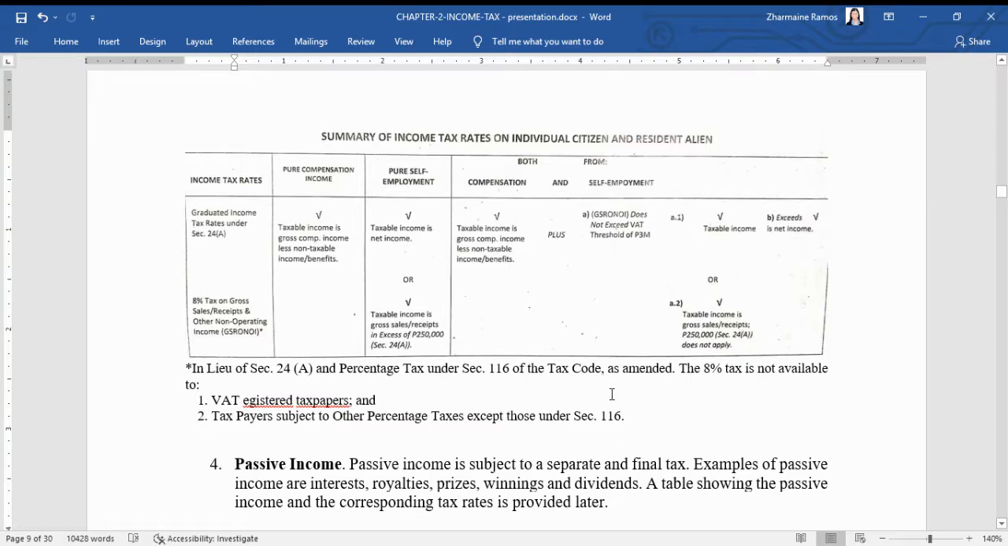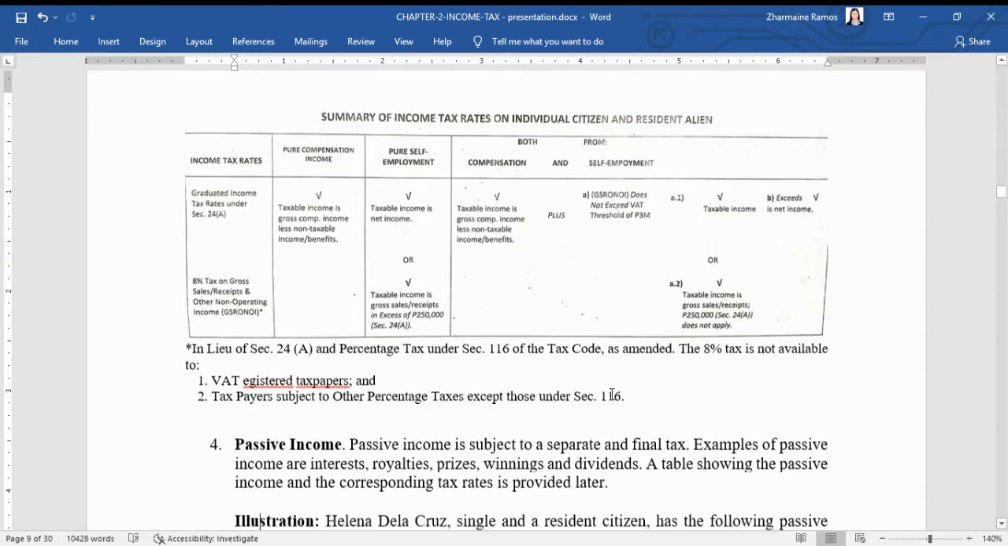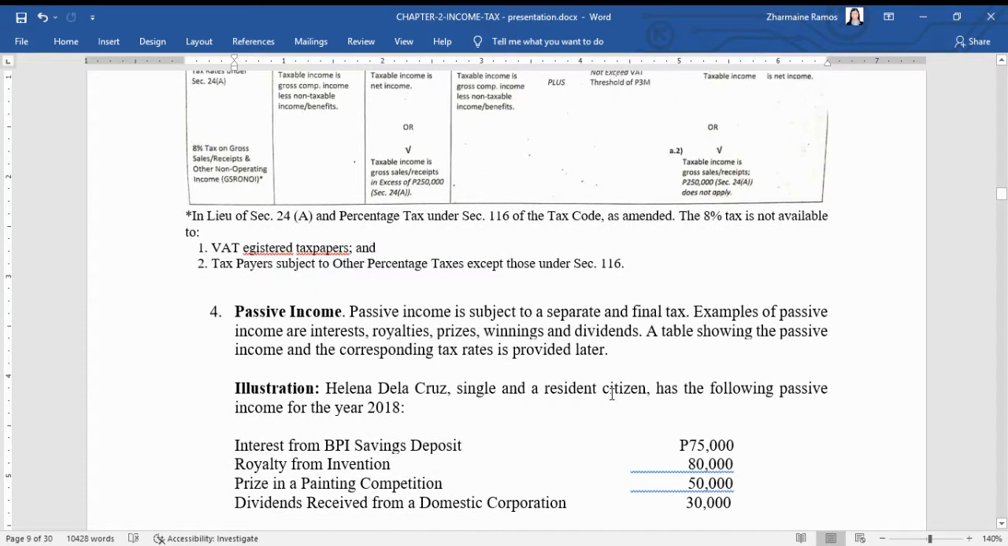Another category of income and tax rates is passive income. So, passive income is subject to a separate and final tax. Ano ba yung mga different examples of passive income? Ito yung mga interests, royalties, prizes, winnings, and dividends.